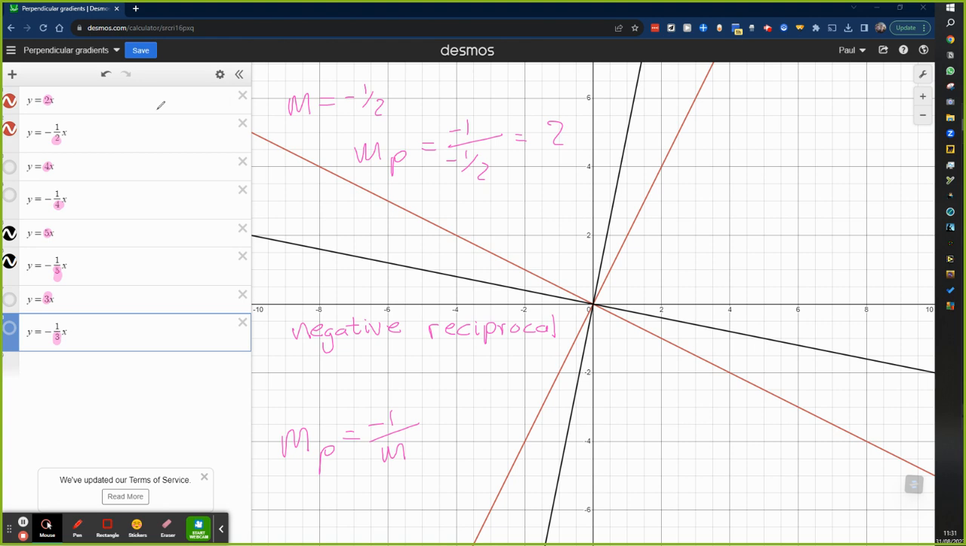Okay. Yes, I think that pretty much sums it up. It's the negative reciprocal. I was going to say one other thing, but I can't remember what it was anymore. Okay. So that's basically parallel lines and perpendicular lines.